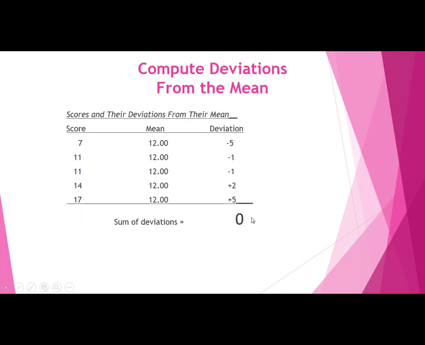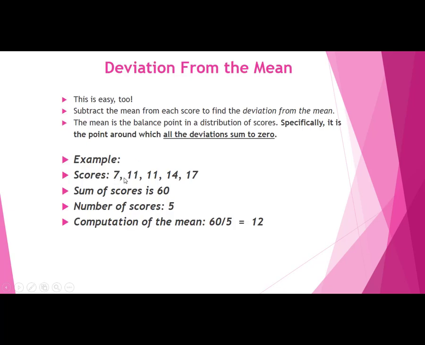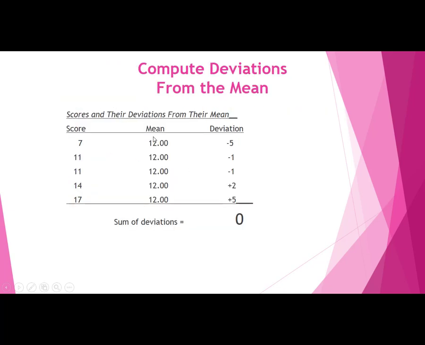Okay. So to compute the deviations from the mean, these are your same scores. I promise if you go back one slide, it's these scores right here. Okay. The mean is 12. We determined that right here. Okay. The deviation, what you do is you take 7 and you do it in this order.